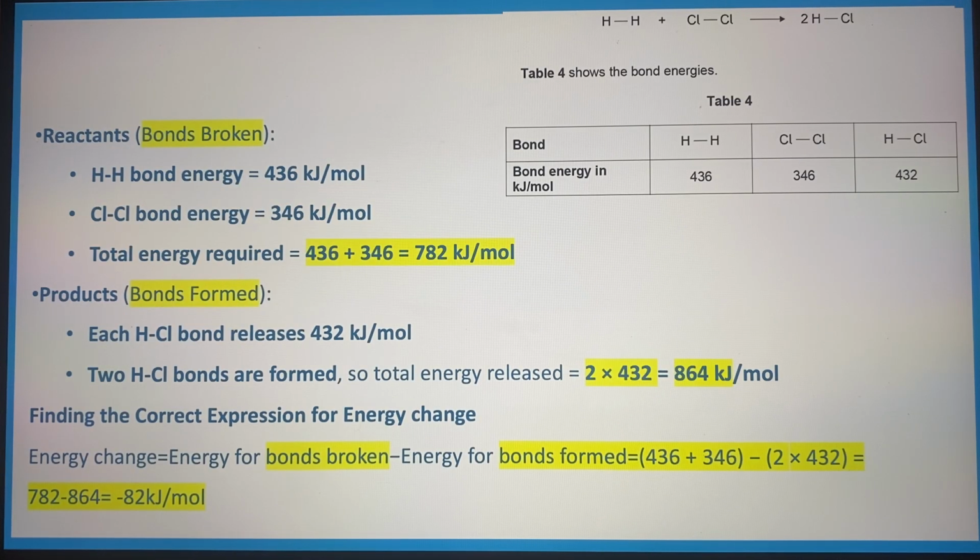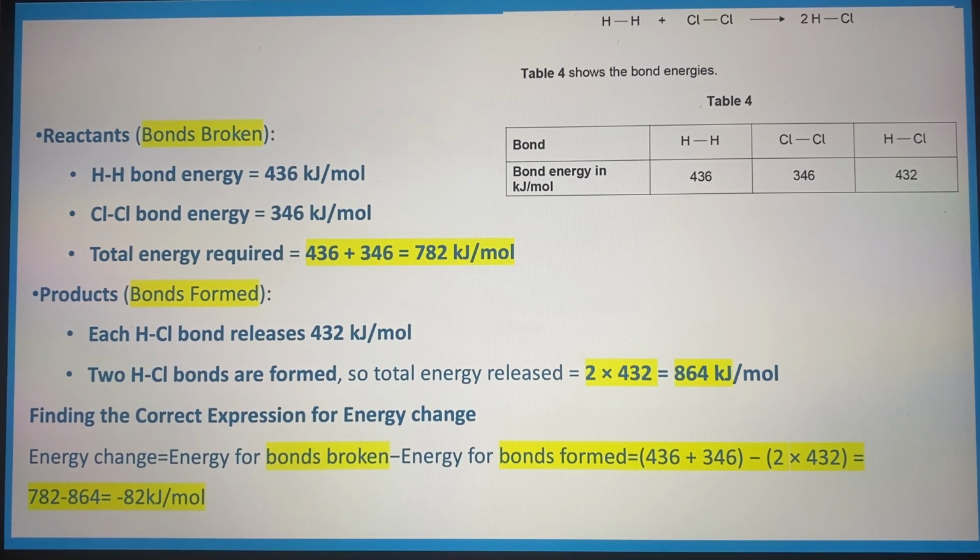In our question, the reactants in which bonds are broken are hydrogen-hydrogen with bond energy of 436 kilojoules per mole and chlorine-chlorine with bond energy equal to 346 kilojoules per mole. Therefore, the total energy required to break the bonds is 436 plus 346 equals 782 kilojoules per mole.